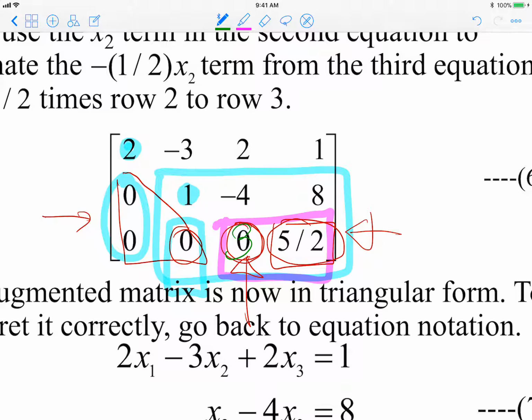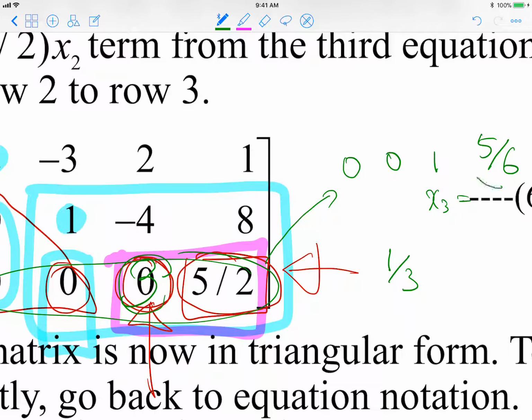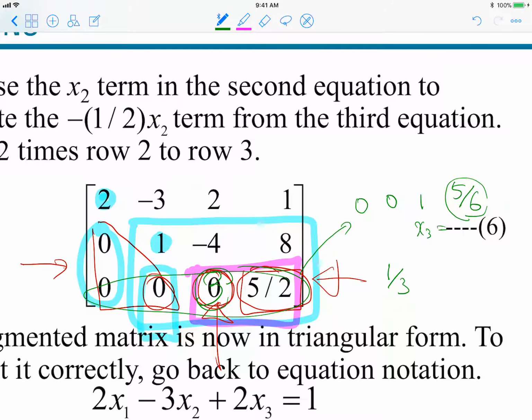And how we do it is by just dividing it, or scaling this equation, by 1 over 3, right? And in this case, this guy will be 0, 0, and 1, and 5 over 6, because we just divided it by 3, right? And then we obtained x3 as 5 over 6, right? And if we wanted to solve this equation fully, we still have to know what the values are for x2 and x1.